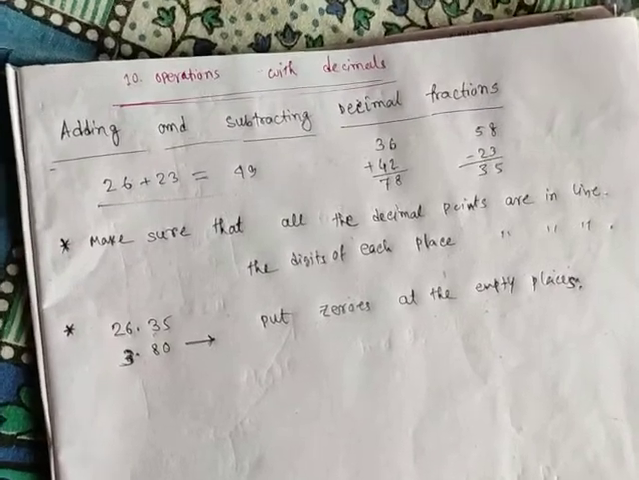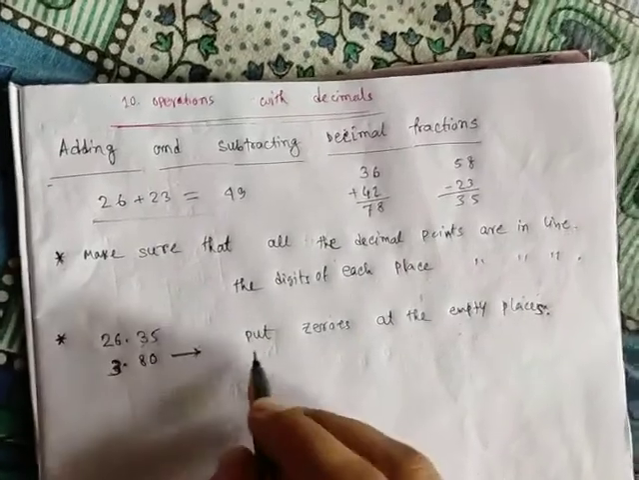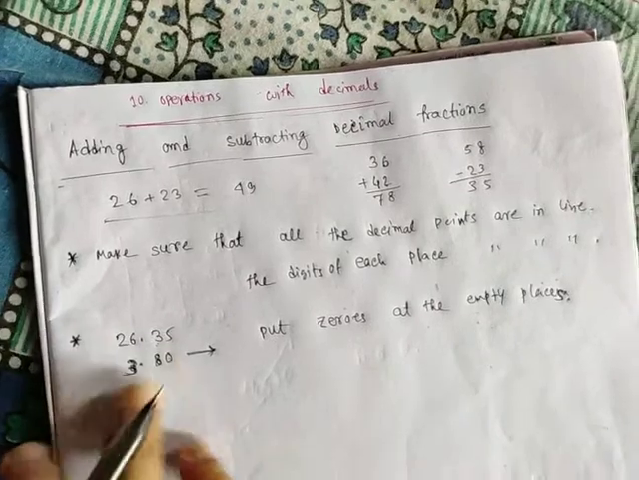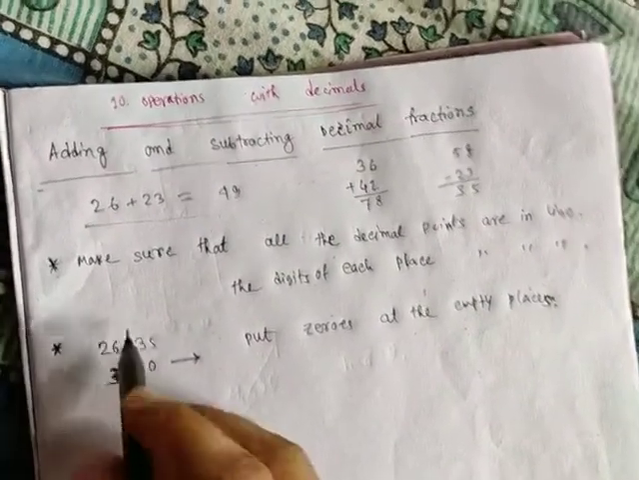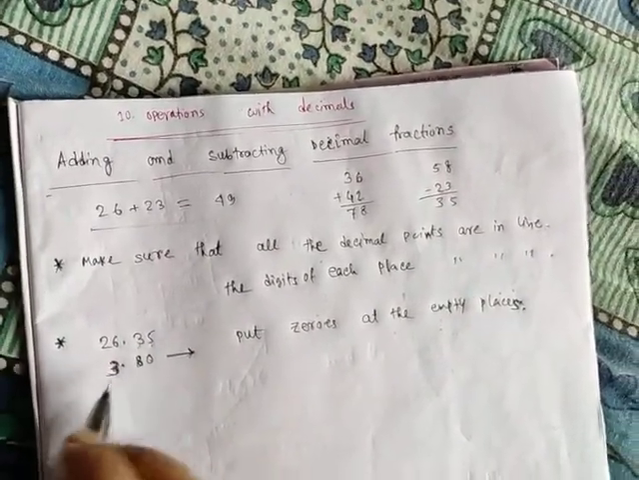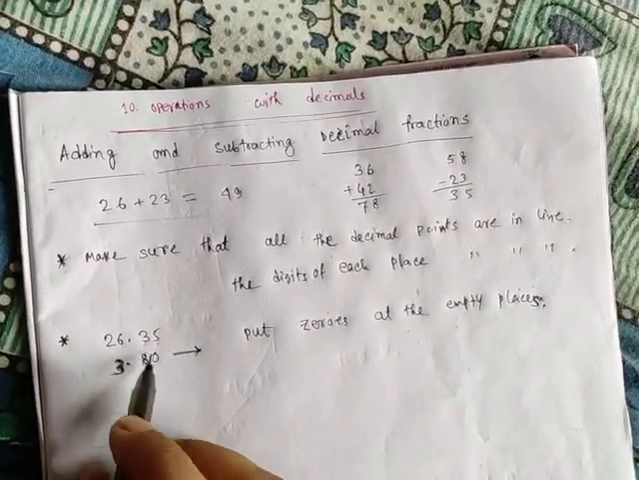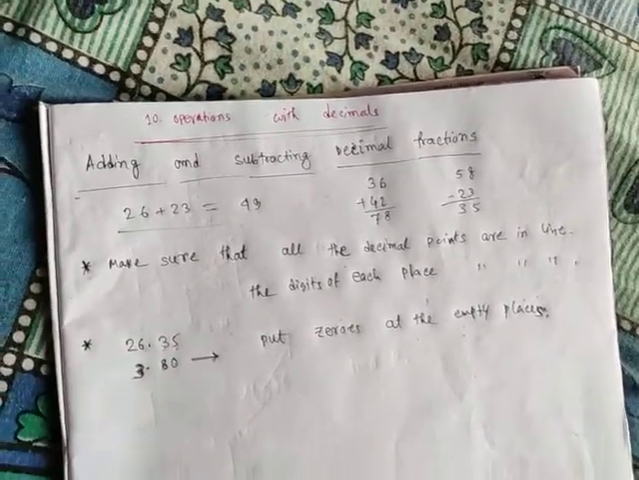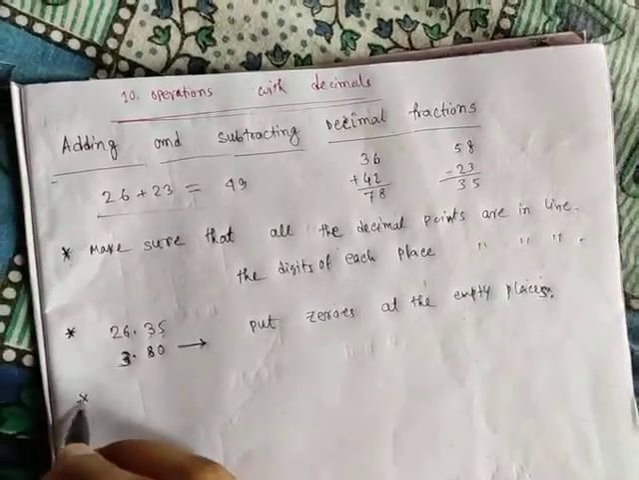Is it clear? So again, put zeros at the empty places. Why put the zeros at the empty places? To equalize the number of digits. Here you have tenths place and hundredths place, but here you had only tenths place, so here you have no hundredths place. So to equalize that digit place, here I have put a 0. Clear?